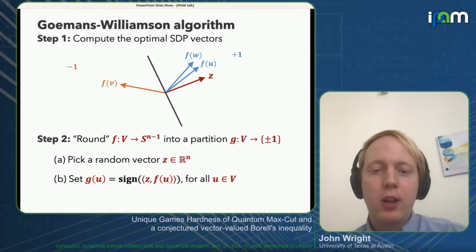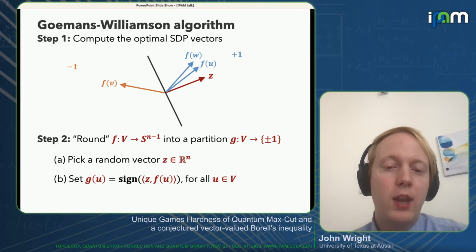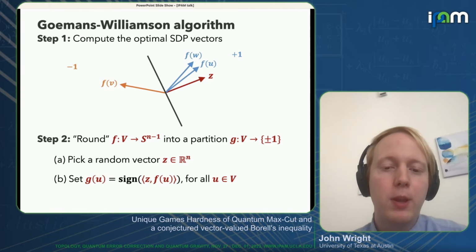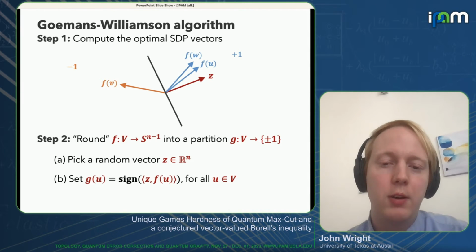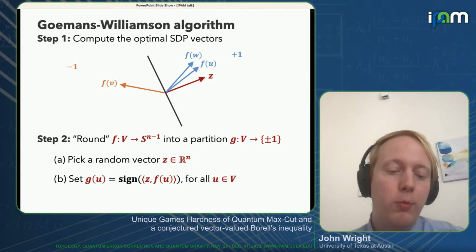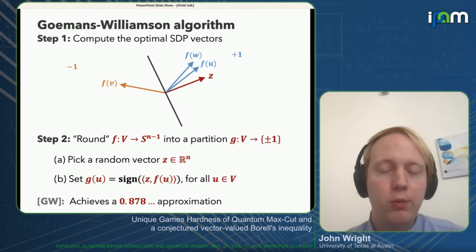So you can see this is a decent algorithm, right? Vectors that are very close to each other tend to get assigned to the same side of the cut, whereas vectors that are pointing in opposite directions tend to be put on different sides of the cut. And what Goemans and Williamson showed is that this achieves a 0.878 approximation ratio.